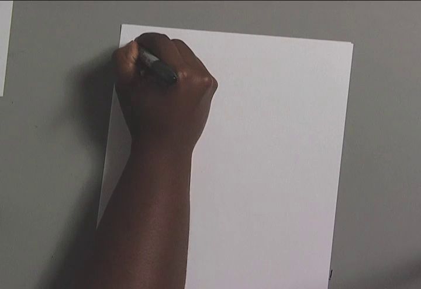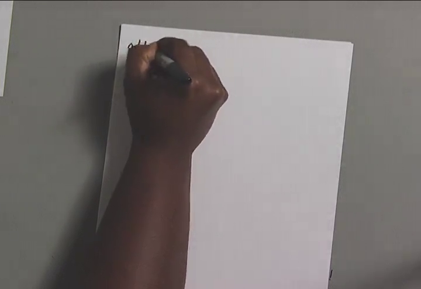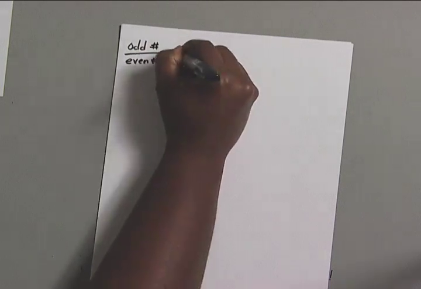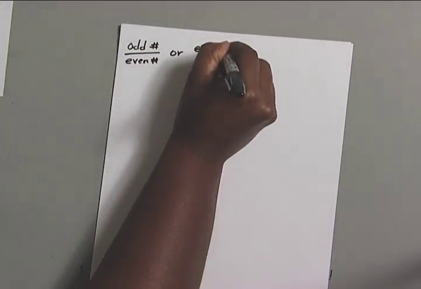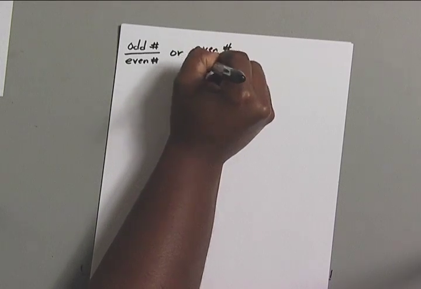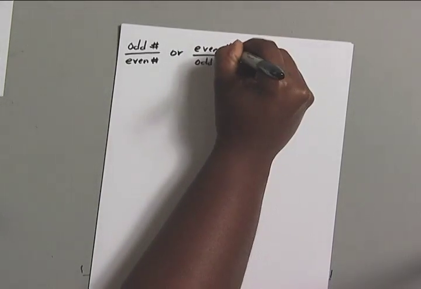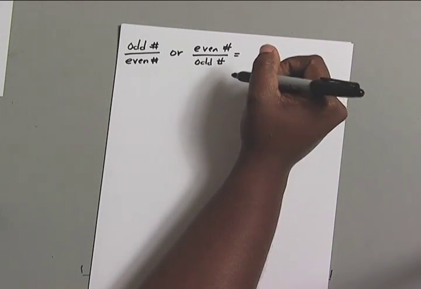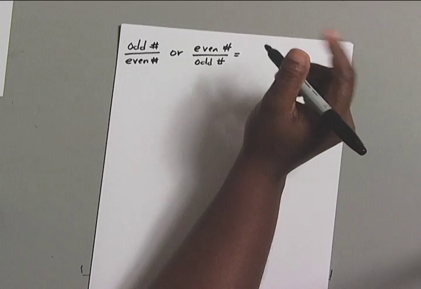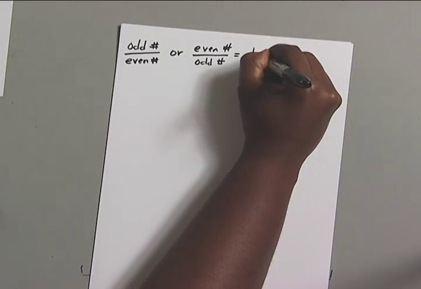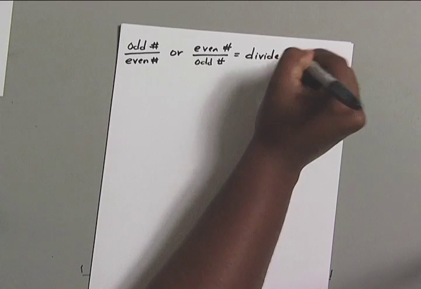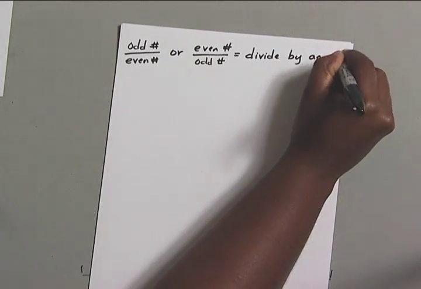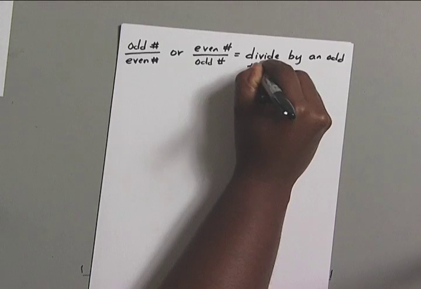And the last example that we have when we're dealing with reducing is an odd number over an even number, or an even number over an odd number. Now this one here gets a little tricky because we can't divide 2 into an odd number. But the good thing about it, we are still going to divide by an odd number to reduce.